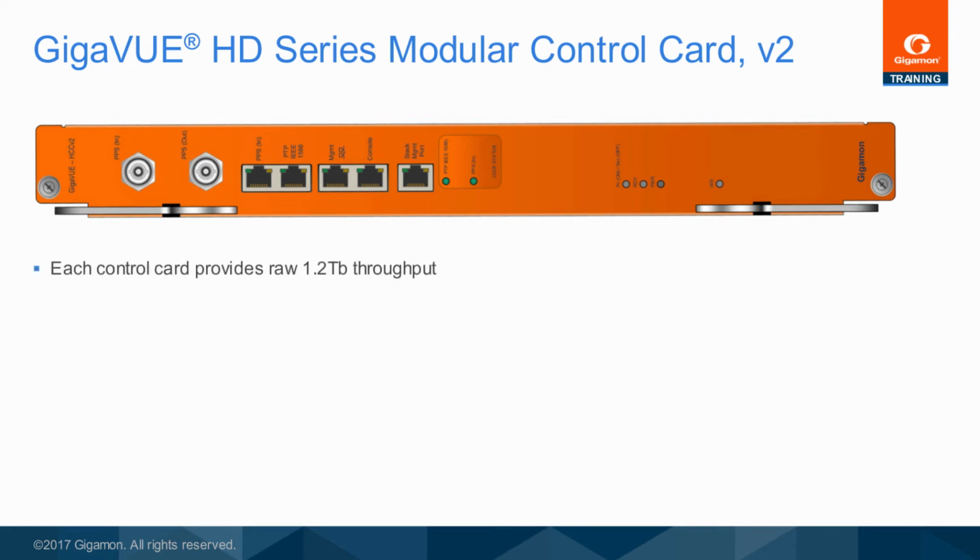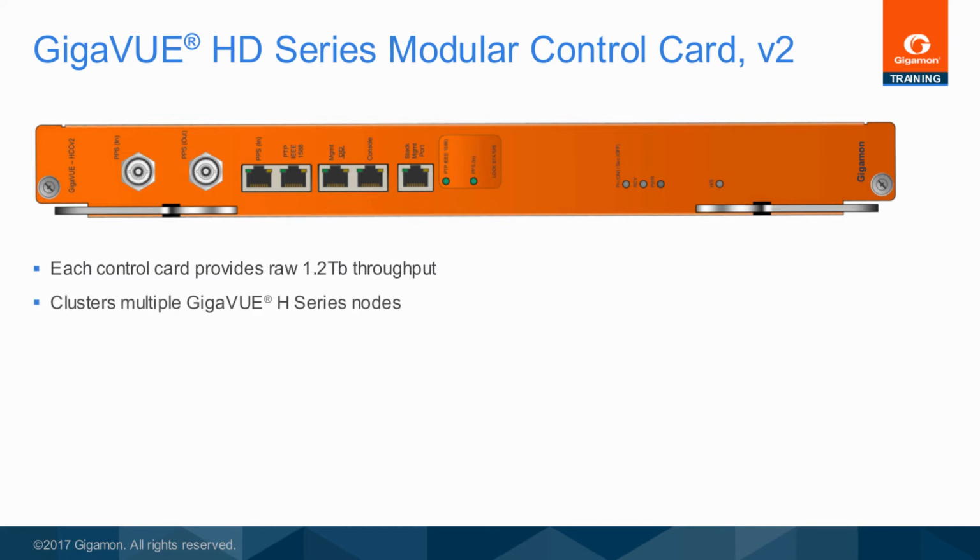The CCV2 control card provides up to 1.2 terabit of backplane performance when installed in the GigaVUE HD4 chassis, and up to 2.4 terabit of backplane performance when two are installed in the GigaVUE HD8 chassis. The control cards provide management, cross-blade switching, and CPU resources for the entire chassis.